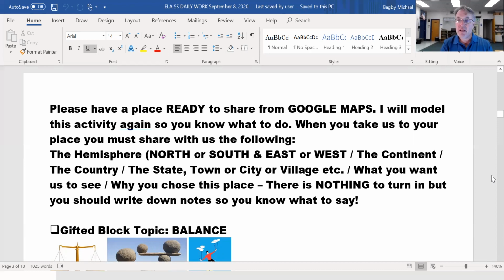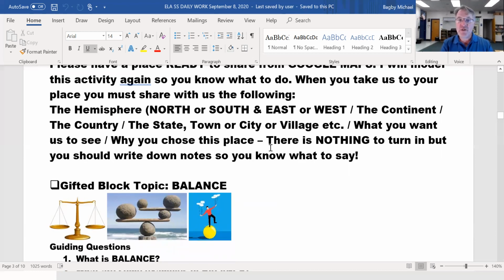And then tell us what you want us to see, depending on what you're visiting, why you chose the place. There's nothing to turn in here, nothing. You just have to present it. And you should write down notes so that you know what to say when you're showing us. Like if you get into London, England, you want to show some things in London, England. You have to go through here and show and tell us the hemisphere, the continent, the country, what city it is, London, and then what you want us to see, and then show it to us.